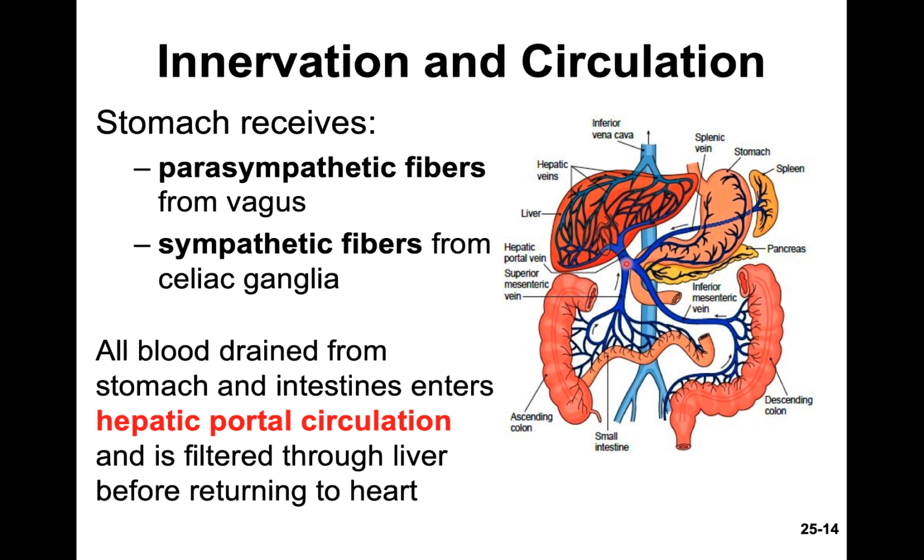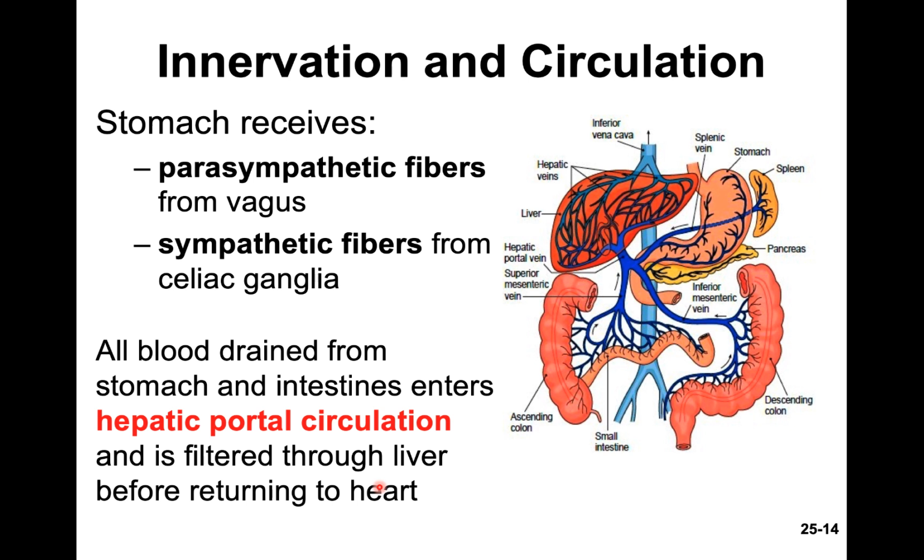This whole system of veins that goes to the liver and then eventually to the inferior vena cava is called the hepatic portal circulation. Now, the hepatic portal circulation has the term hepatic in there, and hepatic should always refer to liver. So this hepatic portal circulation is going to filter everything that we collect from the digestive system before returning that blood back to the heart.